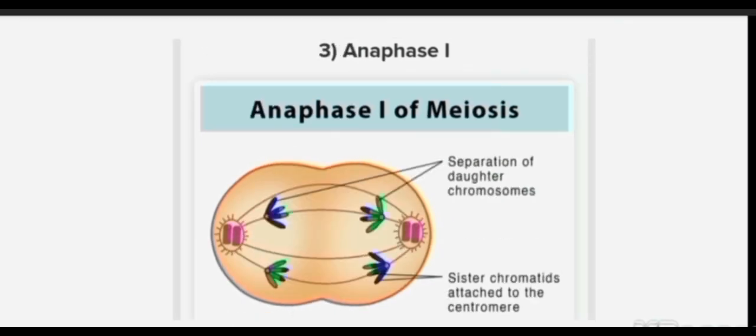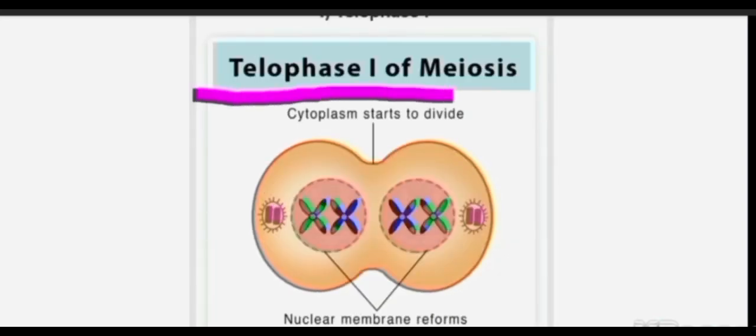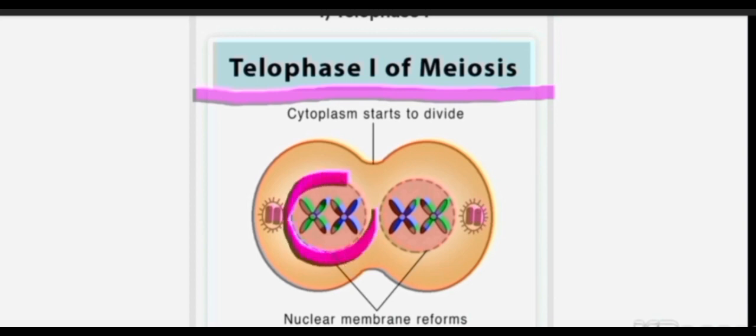Next, the cell enters anaphase 1 of meiosis, where the spindle fibers will start pulling the homologous chromosomes toward the opposite poles. You can see in the telophase 1 of the meiosis, the cytoplasm starts to divide. So here the cytokinesis starts and the nuclear membrane will start forming. Centrioles would be replicated. So here the 2 daughter cells are almost prepared.